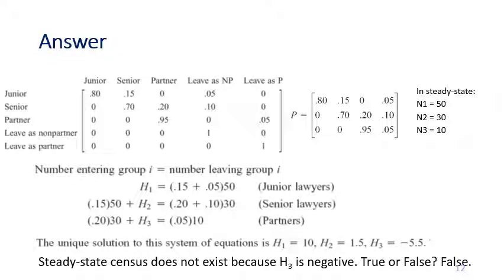The answer is false. Steady state census exists in this case. Actually, it is given in the problem that these are the numbers of each group that we would like to achieve in the steady state. H3 equals minus 5.5 simply means that to achieve those numbers, we need to fire 5.5 partners each year. I agree that in practice this is difficult because you just cannot fire half of a person, right? But theoretically, that is the number that you need to do to achieve the steady state numbers.